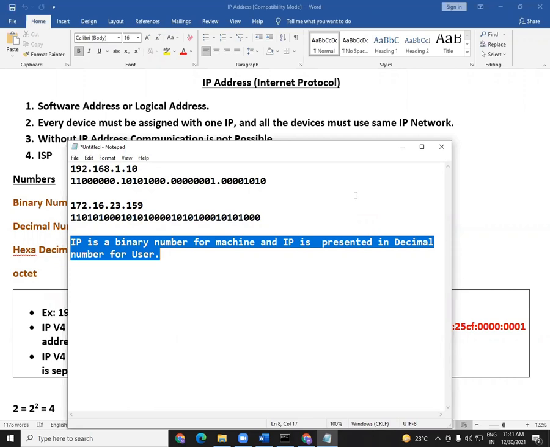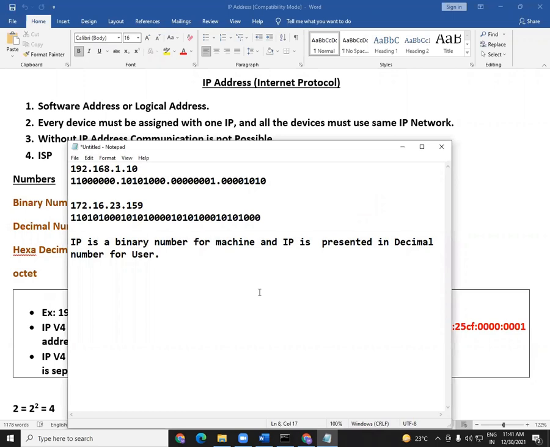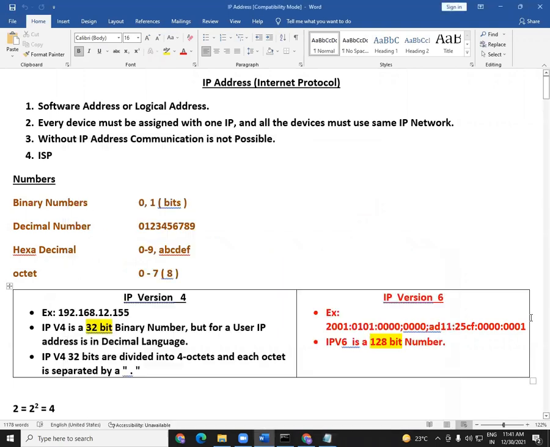Got it? So please take your time, 30 seconds, just try to revise. Still, if you are confused, we will see, or else we can move to the next part. Okay, fine. So I hope everything is clear here. Let us move to the next part now. So IP address is a binary number for a machine and IP address is presented in decimal form for a user. Very simple, right? Let us continue.